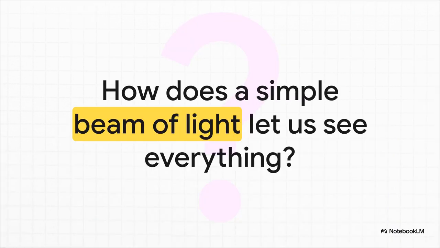around you. So think about this for a second. How can the exact same stuff, light, let a scientist see a tiny little microbe under a microscope and also let an astronomer see a galaxy millions of light years away? How does that even work? Well, that's the big question we're going to tackle today.